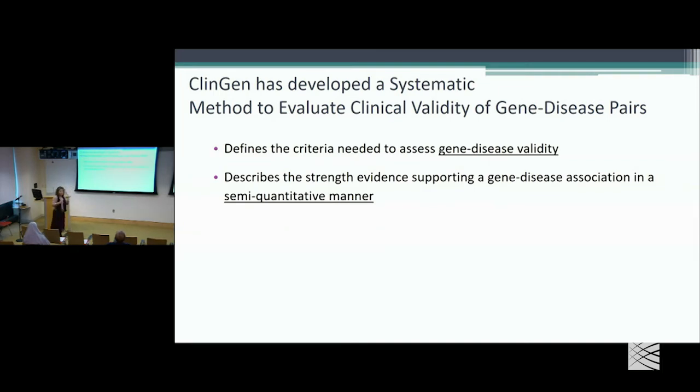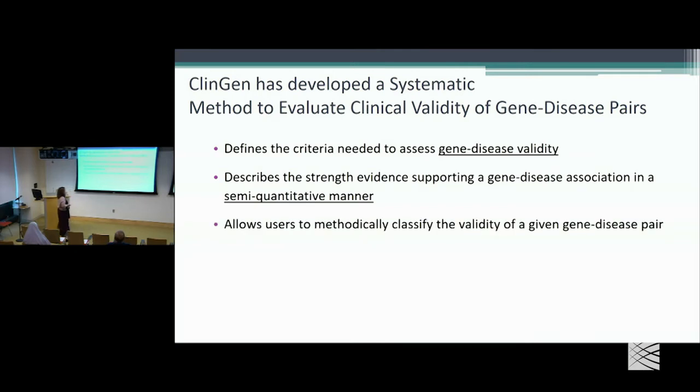The challenge here is that you can't really just take a statistical approach, because you're dealing with a whole bunch of different pieces of evidence that are difficult to combine in a multi-likelihood model, and a lot of which is really not quantitative and very judgmental. So we had to take some degree of a non-quantitative or semi-quantitative approach to this process to deal with a multitude of different types of data, much of which is not quantitative. It allows us to methodically classify validity of a gene-disease pair.